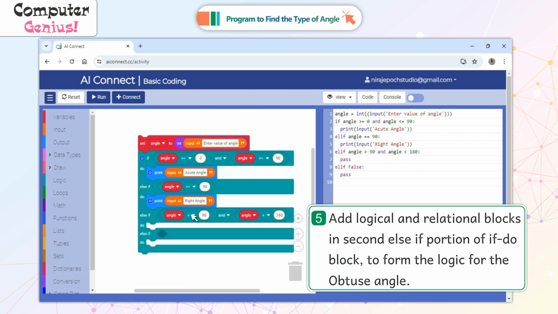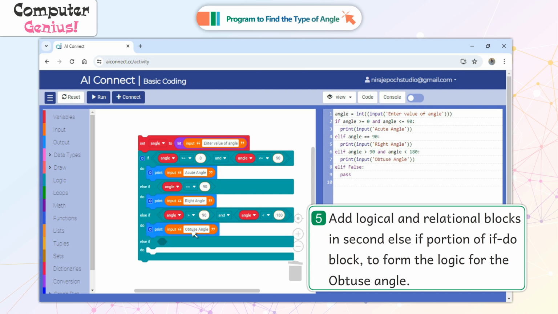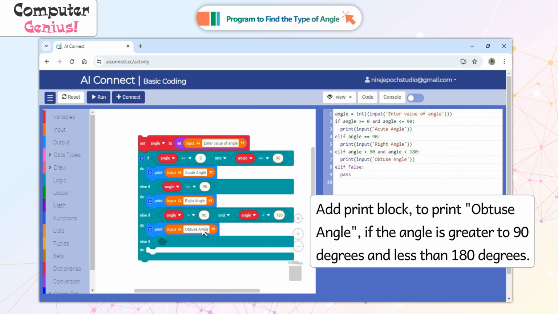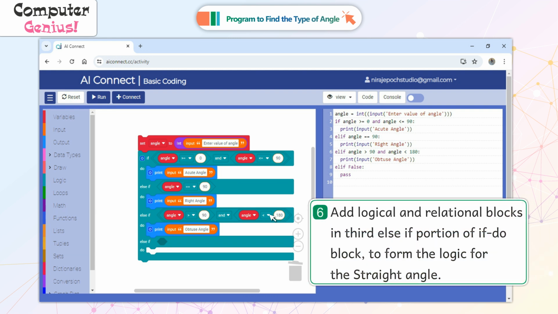Step 5. Add logical and relational blocks in second else if portion of if-do block to form the logic for the obtuse angle. Add print block to print obtuse angle if the angle is greater than 90 degrees and less than 180 degrees.